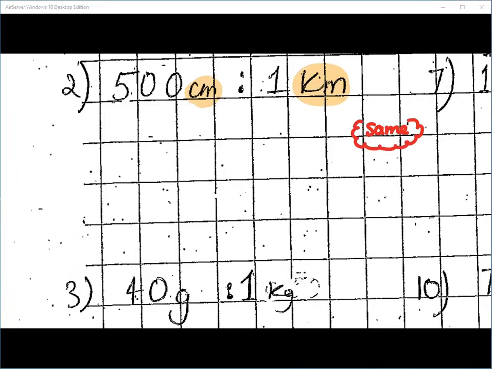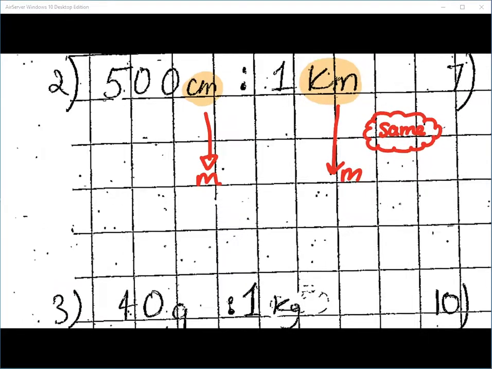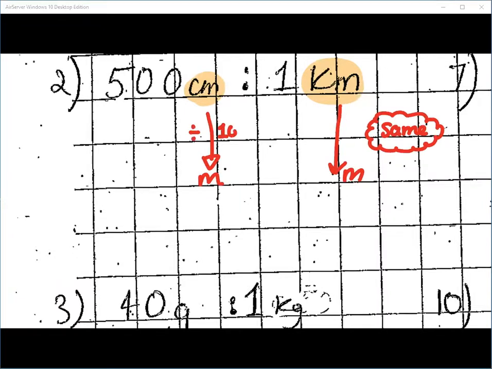So what could we change the centimeters and kilometers to, to make them the same? Meters. Yes, I like the answer. Right, so we change them both into meters. 5 meters and 1,000 meters. So how do we do that for the first one? You have to divide by 100. And what do we do for the second one? Times by 1,000. So you have to know your conversions between centimeters and meters, kilometers and meters. I'll write them down for you as well on the side. So 500 divided by 100 is 5 meters. And 1 times by 1,000 is 1,000.